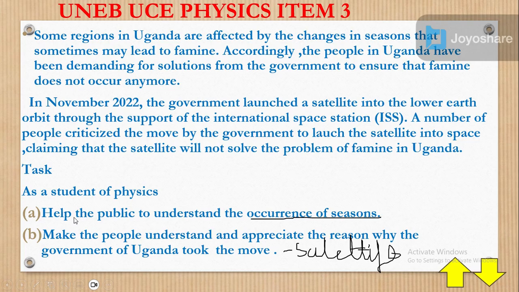So we want to help them know the occurrence of seasons. How do seasons occur? Now when it comes to seasons, we have very many seasons. We have winter, autumn, spring, and summer, though in Africa we call them something different. Let's go and see how the seasons occur. To start with, part A, you're answering about the occurrence of seasons.